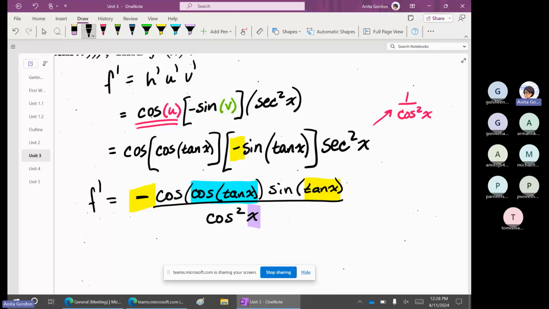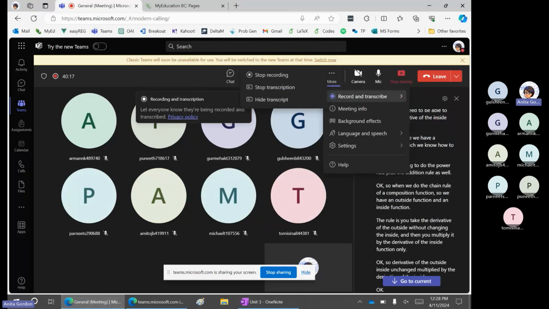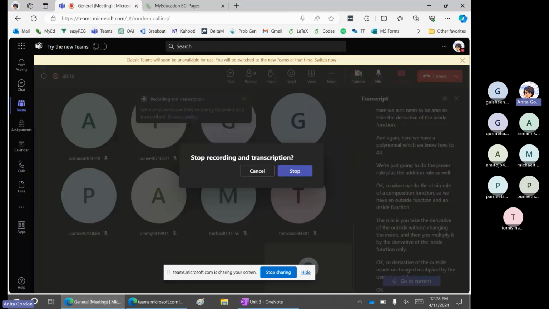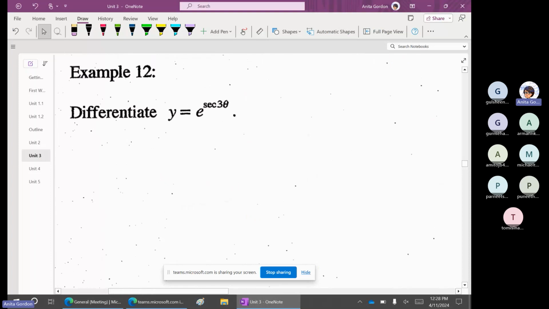Okay, are we happy with this example? Okay, I'm gonna stop the video. We can go back to that other example. What about number 12? You can do that. Okay. How about I set it up for you and you guys can do that?